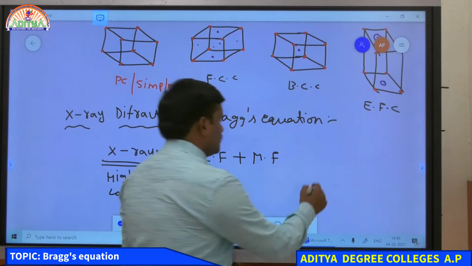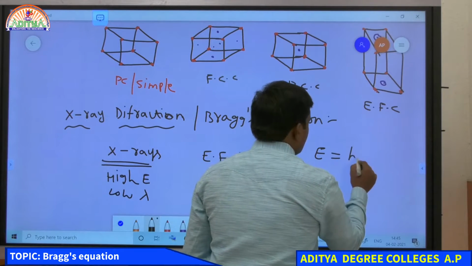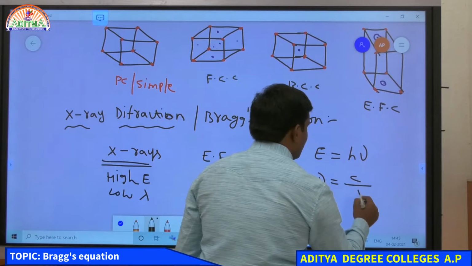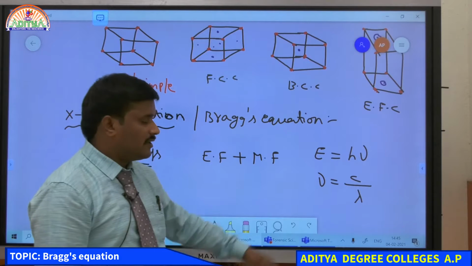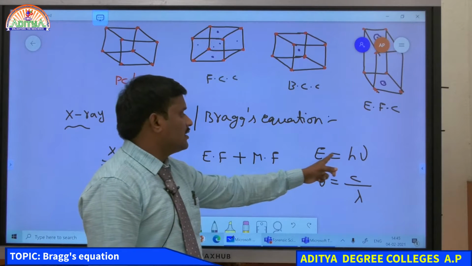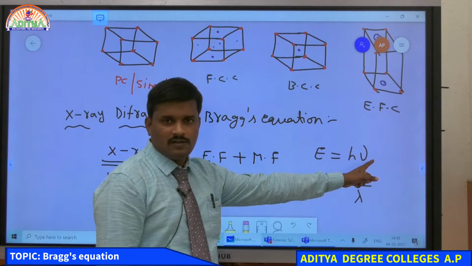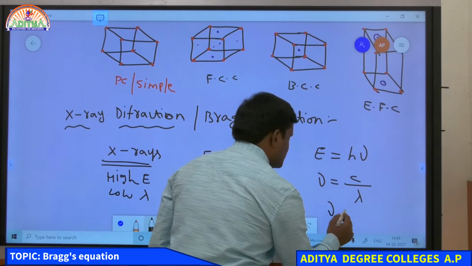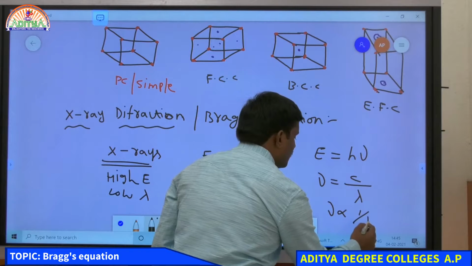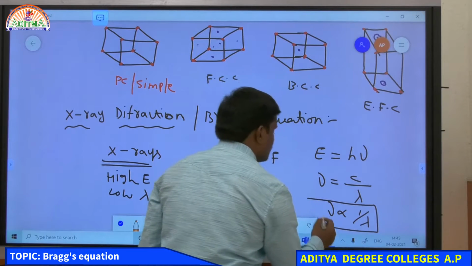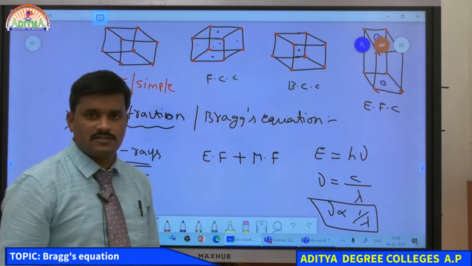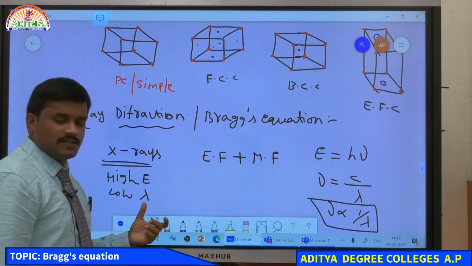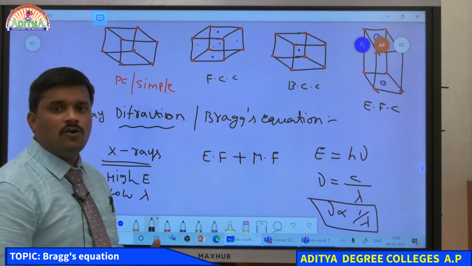So E is equal to h nu. According to Planck's equation, E is equal to h nu, where nu is frequency, that is given by c by lambda. Therefore, if a radiation has high energy, then it has high frequency, whereas it has less wavelength, because frequency is inversely proportional to wavelength. So this is the relation between wavelength as well as frequency. So X-rays always have high energy, that is, they have a low wavelength.